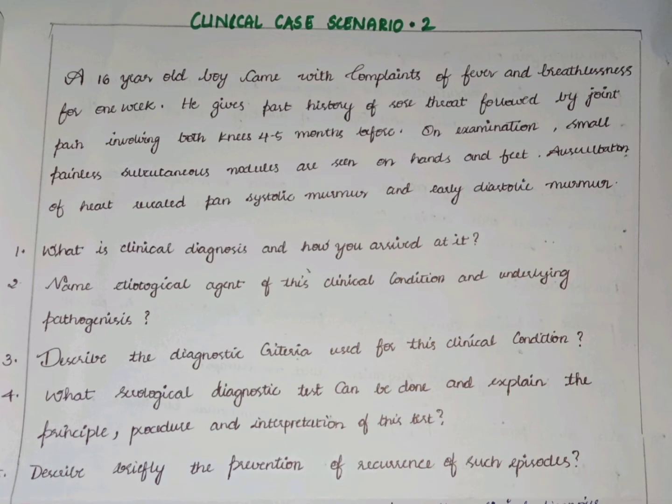Name the etiological agent of this condition and the underlying pathogenesis. Streptococcus pyogenes is the etiological agent of acute rheumatic fever, and the pathogenesis is autoimmunity due to molecular mimicry of the antibodies targeted against the streptococcal antigens. The streptococcal antigen is M protein, which cross-reacts with human tissue antigens such as heart and joint.